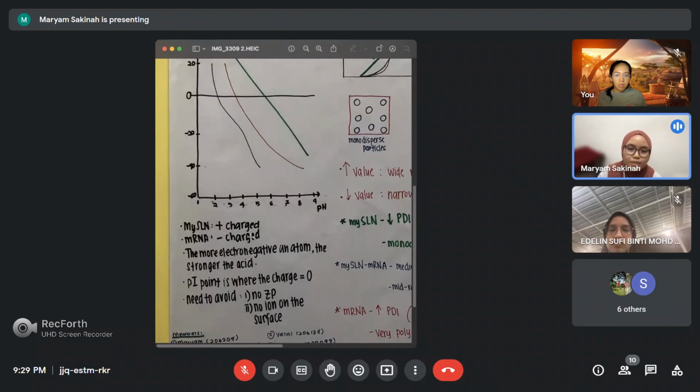Okay, how do we decide whether the particles will be either acidic or alkali? Because it depends on the electronegativity of the atom. The more electronegative an atom is, the stronger the acidic value will be. Okay, Adeline?